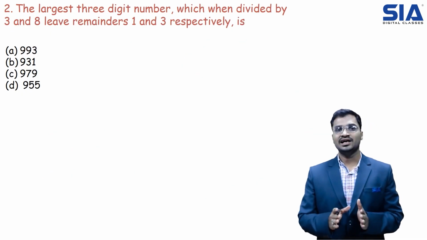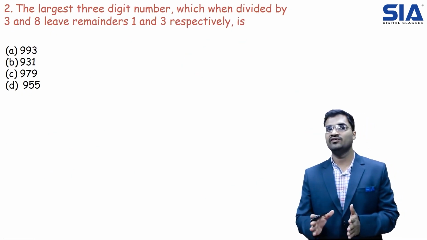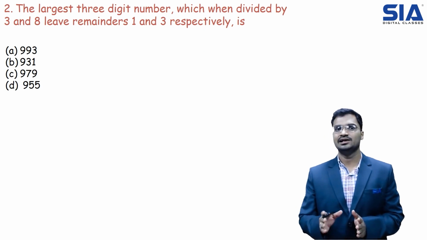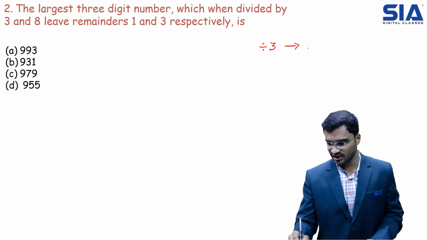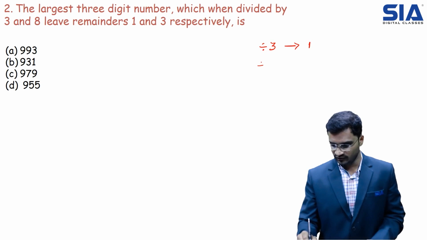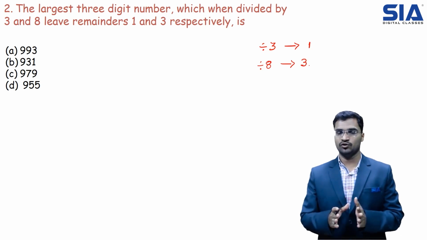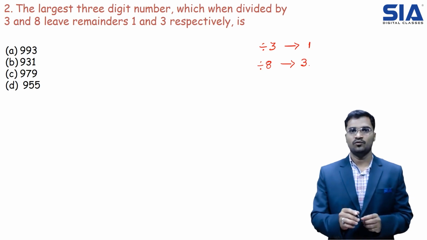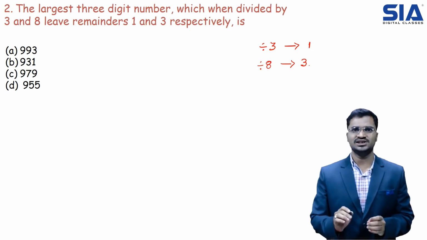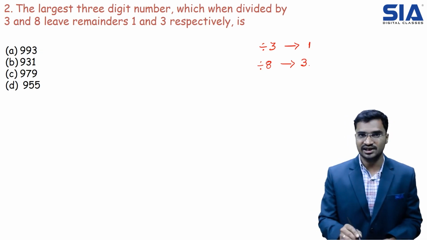Next, the largest 3-digit number which when divided by 3 and 8 leaves remainder 1 and 3. So the number, if it is divided by 3, is leaving a remainder of 1. Then when it is divided by 8, it is leaving a remainder of 3. Now for these types of questions, what we have to do is go from the options. Let us see which one of these 4 options is the greatest. So 993 is the greatest number.